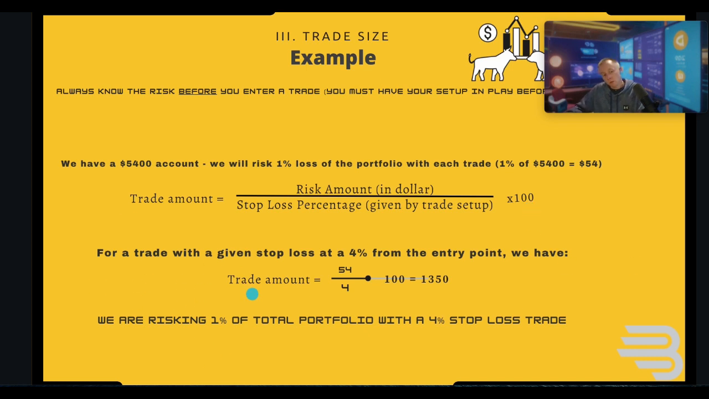So for a trade with a given stop loss at 4% from the entry point, the trade amount equals 54 divided by 4 times 100 equals 1350. We are risking 1% of the total portfolio with a 4% stop loss trade. Hope everybody could follow that.